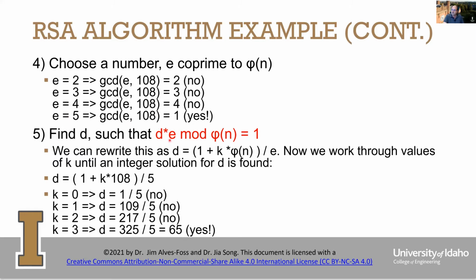Now find a D such that D times E mod phi of n is 1. We can rewrite this as D equals 1 plus K times phi of n divided by E. Does that make sense? Sure. The mod always pulls out this part. So we just work through the values of K until we find a solution. It takes some time. Can take a lot of time. But that's what computers are for. So here, we finally got to one where we found an integer value. So K equals 3, the D is 65. So E of 5, D of 65 gives us a solution.